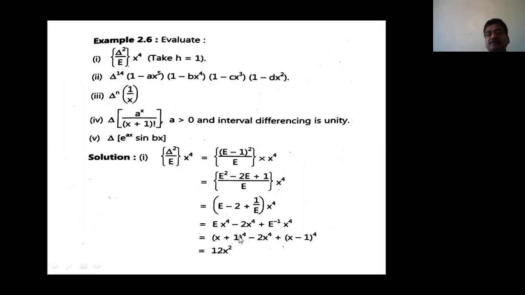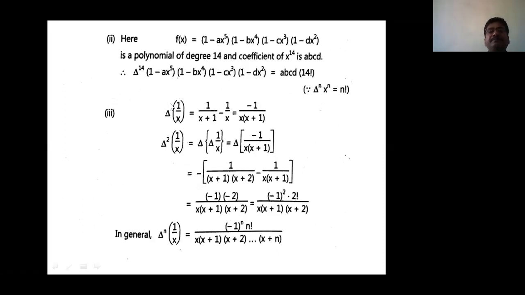And then after simplifying this bracket, that is finding the power of this bracket raised to 4 and calculating all the addition and subtraction of terms, we have the answer 12x squared. So the answer of the first problem is 12x squared. And second problem, now we have to find the delta raised to 14 of this polynomial. Okay, delta raised to 14 of this polynomial.